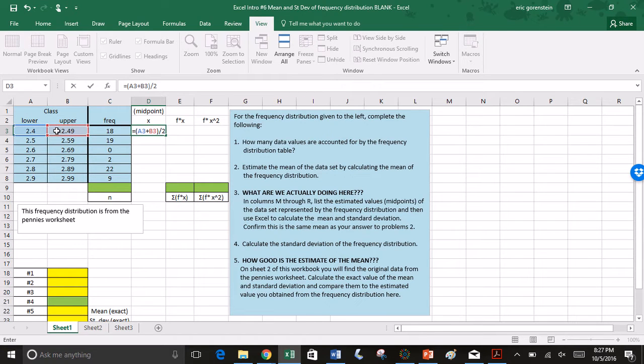So that will give me the midpoint of the first class. So that's my first x value. And I'll use Excel to just copy that formula down to do all of the other calculations for me. Okay, for n, that's the sum of the frequencies. So I'll do the sum of these frequencies on top. And there's our 70.